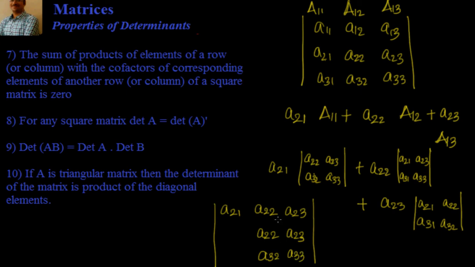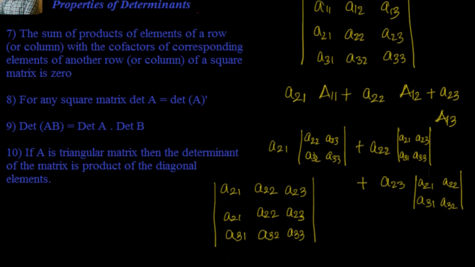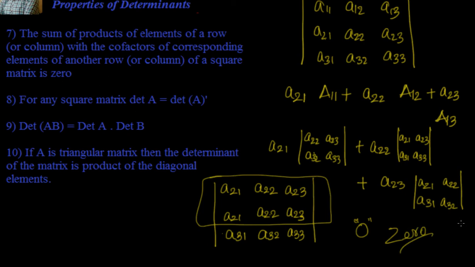Now if you go to A22, you will remove that row and that column. You should have A21, A23 and A31, A33. This is how your matrix should be. This is nothing but equal to the determinant of this particular matrix. Let's look at this one. A23: if you take it out, you will have A21, A22, A31, A32. Now you can see that these two rows are identical. If these two rows are identical, then the determinant will become 0.